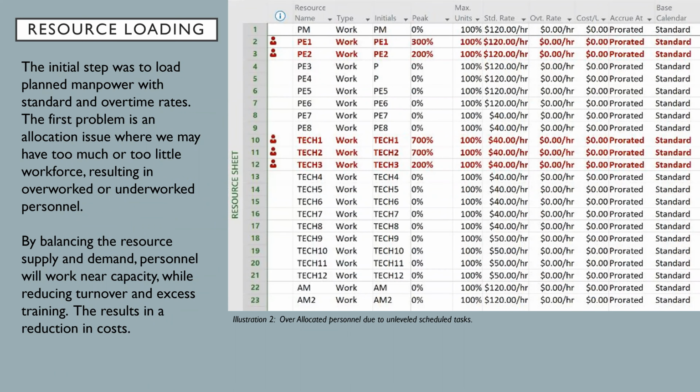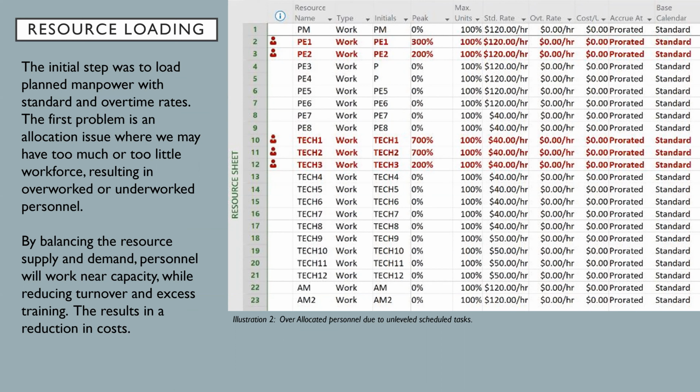Resource loading. The initial step was to load planned manpower with standard and overtime rates. The first problem is an allocation issue where we may have too much or too little workforce, resulting in overworked or underworked personnel. By balancing the resource supply and demand, personnel will work near capacity while reducing turnover and excess training. This results in a reduction in costs.